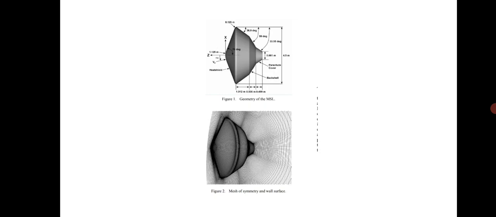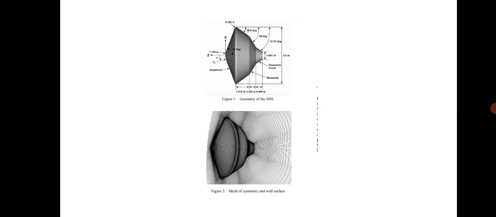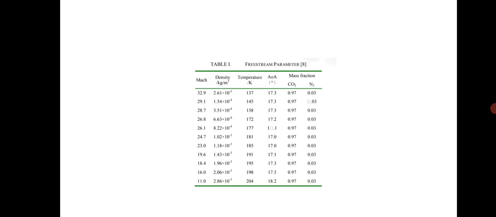In this figure, we see the mesh of the symmetry plane and wall surface of the Mars surface vehicle. Here we are able to see this meshing, which is done in software for better understanding. Table 1 describes the free stream parameters.